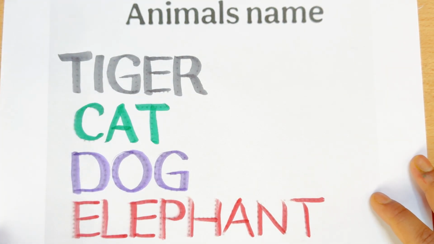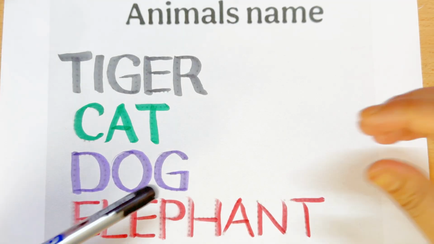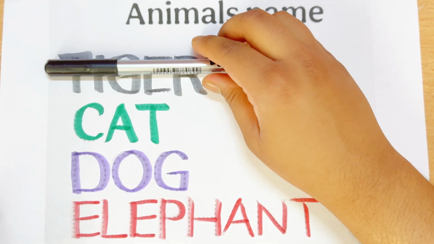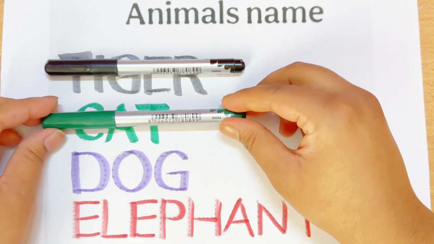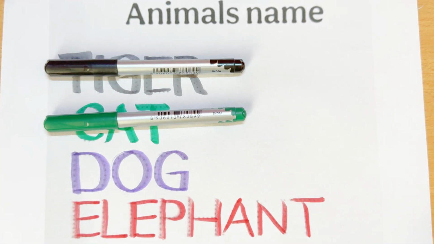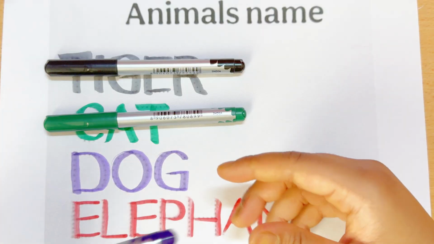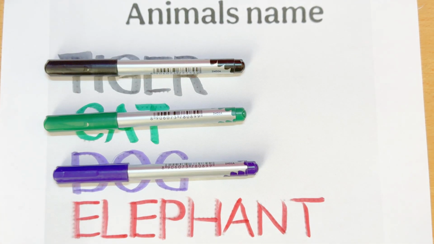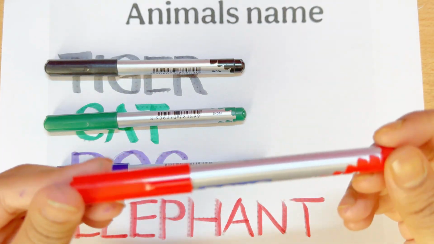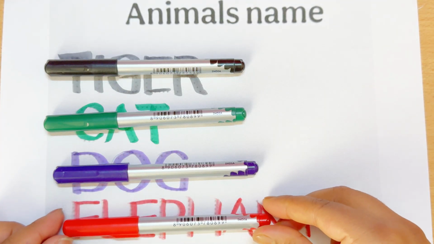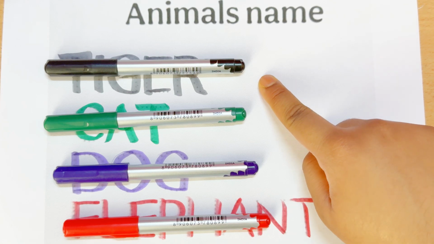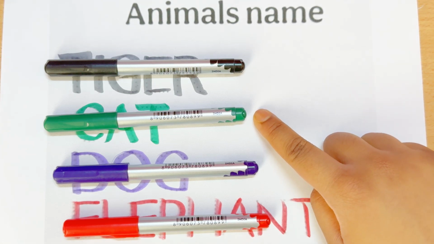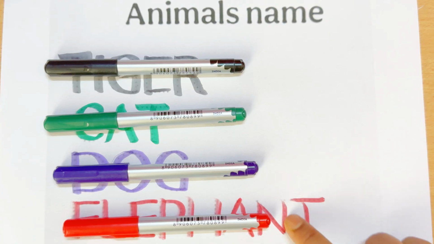Now let's match the colors. This is black color. This is green color. This is purple color. Which color is this, kids? Purple color. This is red color. Red color. Black, green, purple, red.